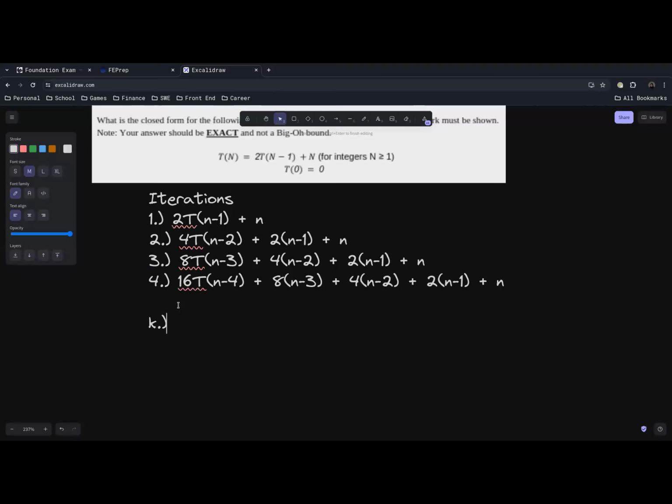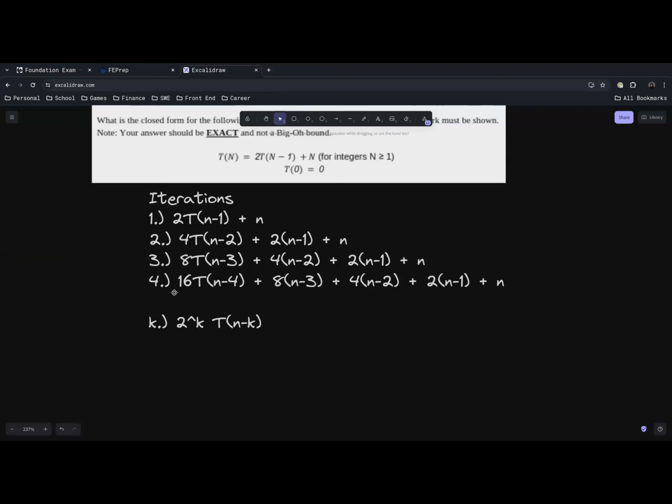First thing I notice is that the coefficient of t is always going to be 2 to the k, right? So 2 to the k right here. The inside of t is also always going to be n minus k, right? Because we see here on the fourth iteration, we have n minus k. Now, the really big iffy one is this. Obviously, we have a summation of some sort, okay? That is something that we are not going to be able to avoid as much as I'd want to. We have a summation.